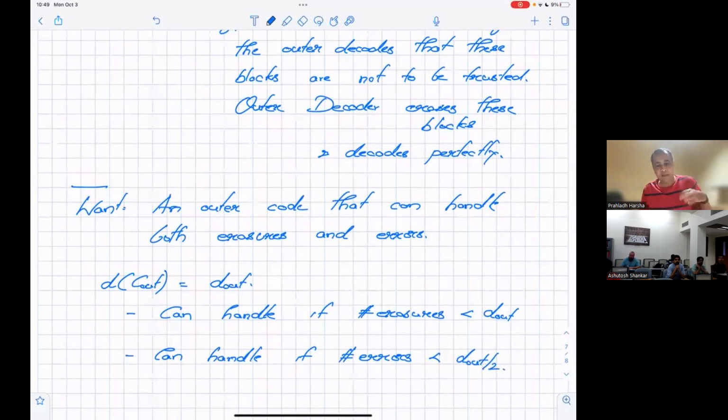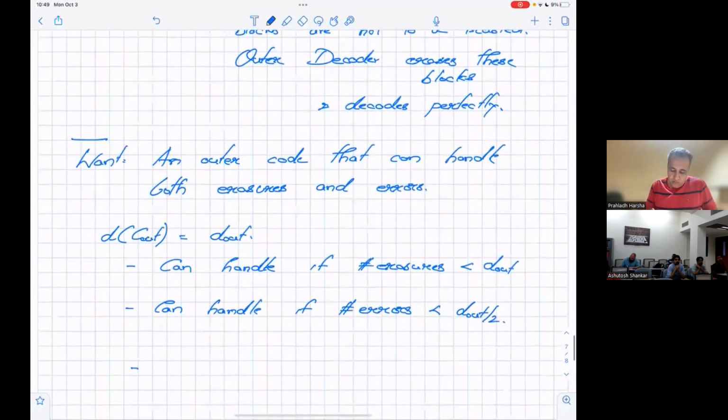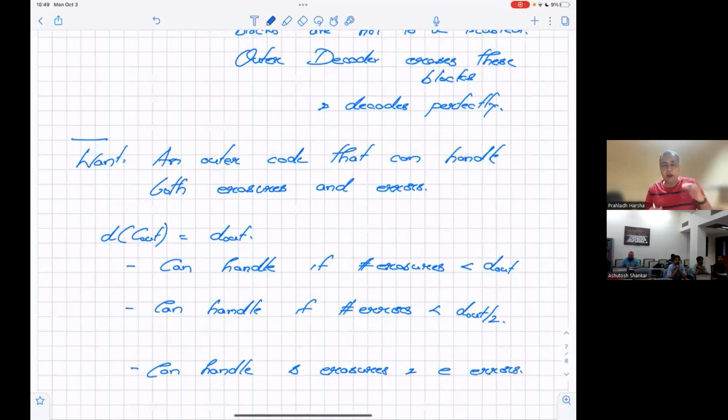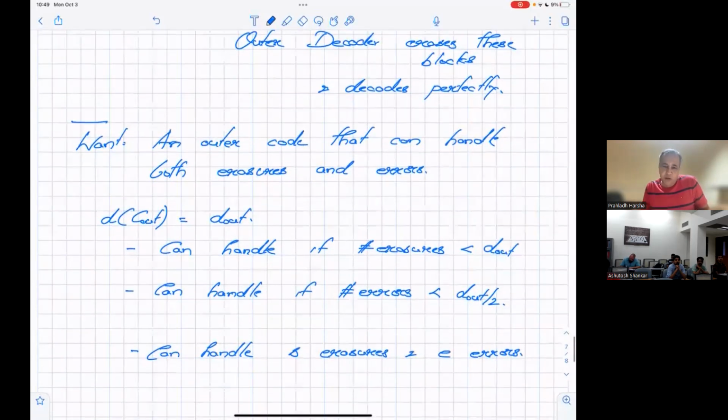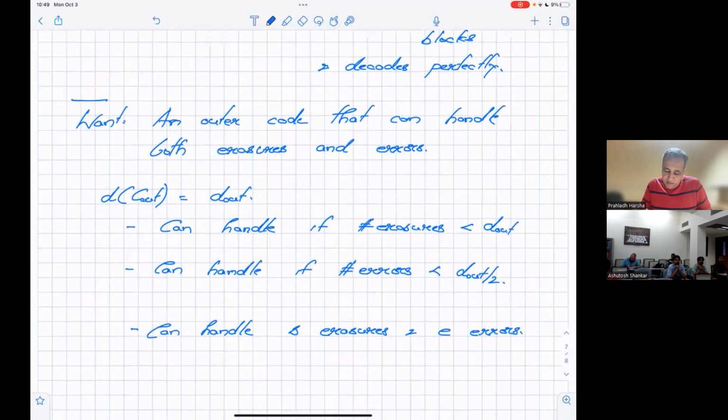Now I want to ask, suppose you have a mixture of erasures and errors, what can you do? Can it handle s erasures and e errors? So far we handled only one of the two. Either they are erasures or there are errors. And I want to claim you actually have a very nice result: it can handle them as long as s plus 2e is less than d out.